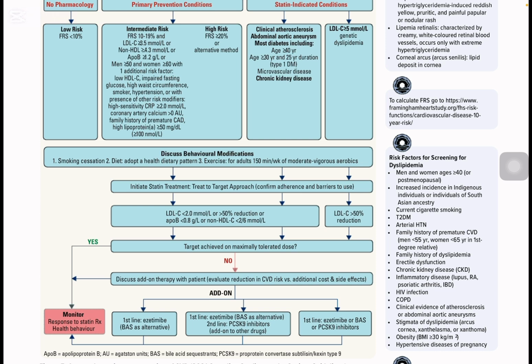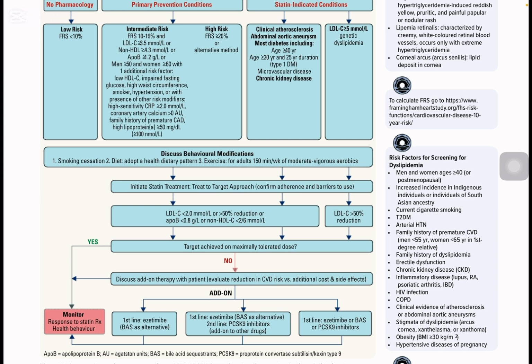After 3 months, you will reassess his lipid profile. You will look for LDL-C. If LDL-C is less than 2 millimole, that's fine. Or let's say if it was 3.5, now it is 50% reduced, that it is now 1.5. That means your goal is achieved. Now you continue on the therapy, monitor response to statin, RX, healthy behaviors, continue that.